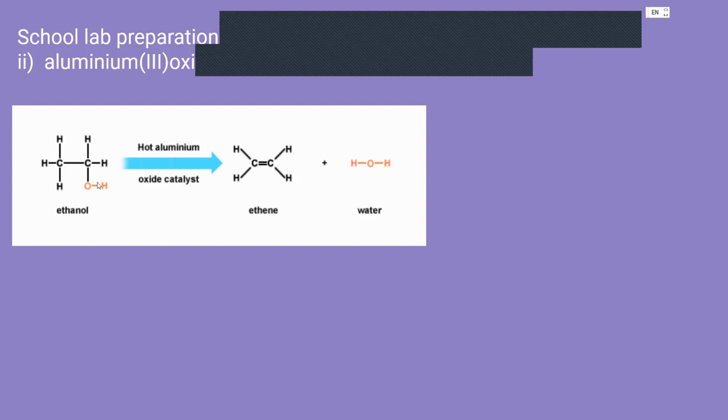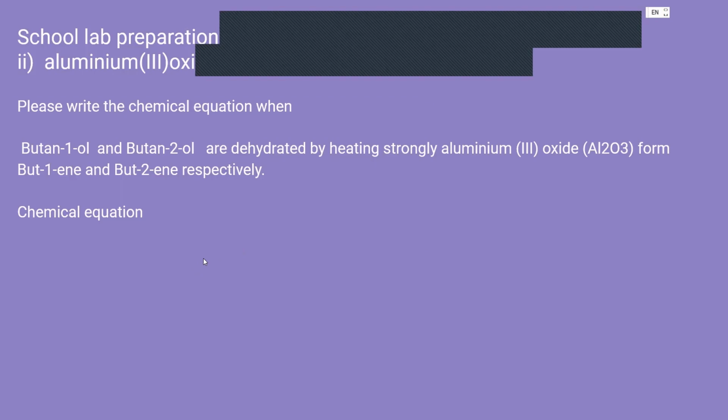So you can see here that we lose this OH group into water. Here we can see that we've lost this hydrogen and this OH to form a double bond instead. So here is the question. Please pause the video right now and try it out.